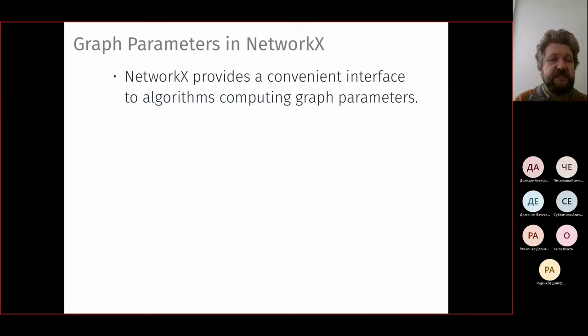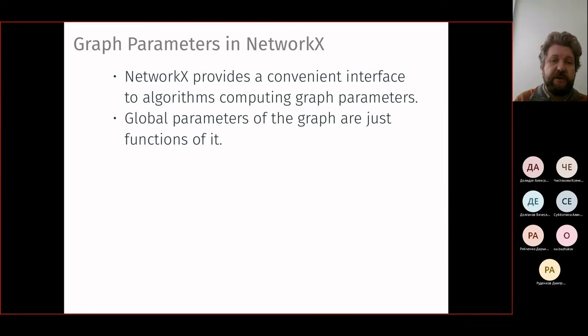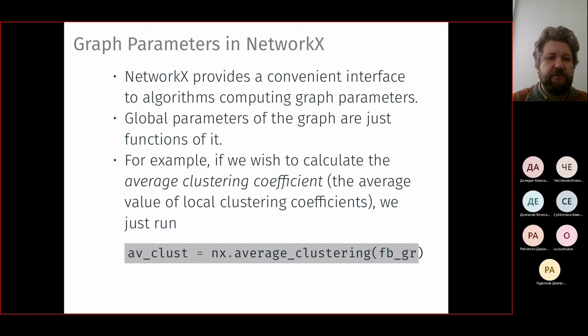NetworkX provides convenient interfaces for computing graph parameters. The global parameters of the graph are basically just functions of it. For example, you can compute the average clustering coefficient, which is the average of local clustering coefficients, just by taking the graph, FB, which is our graph read from the Facebook data set, and running this method, which is called average clustering.